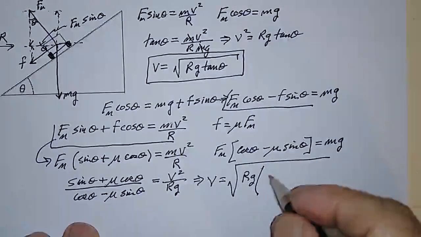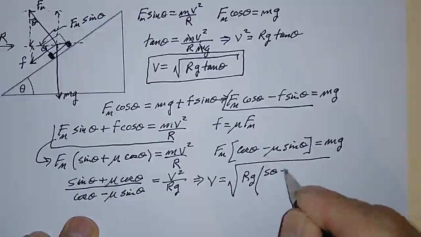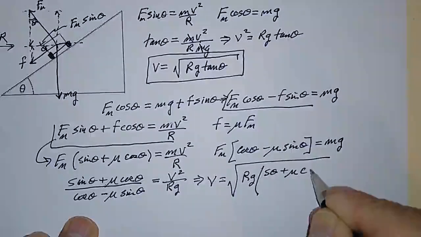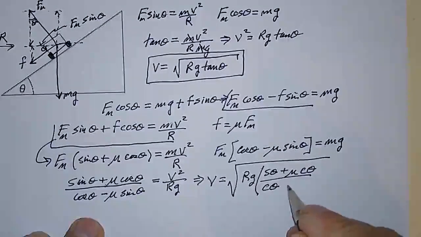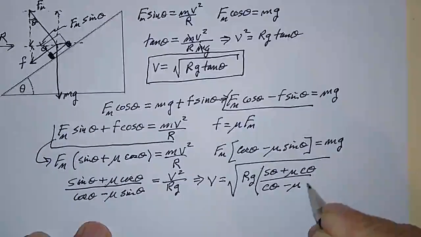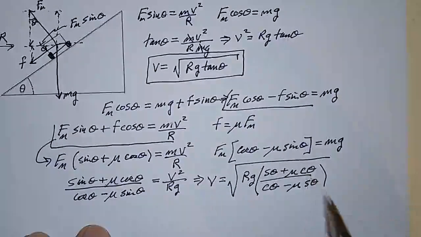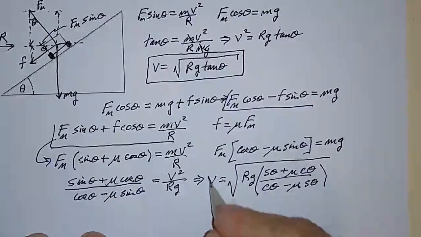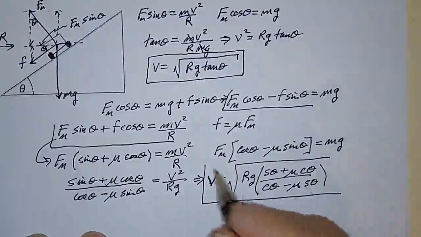And I'm going to abbreviate that with just s theta plus mu cosine theta, like that, divided by, I'm just shortening the notation here, cosine theta minus mu s theta, where this is sine and this is cosine. So this is the maximum velocity that I can have with friction.